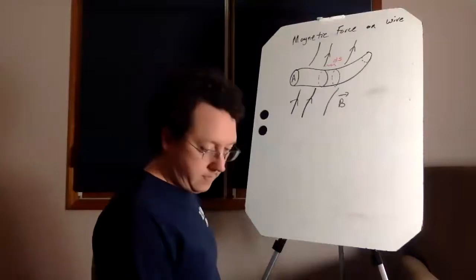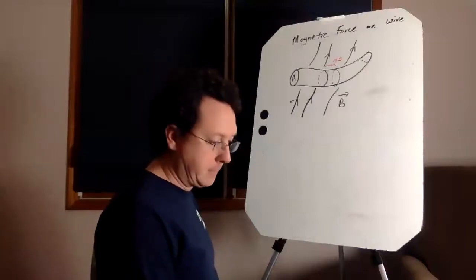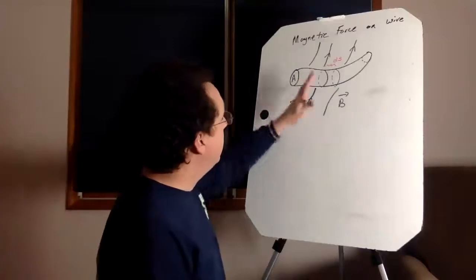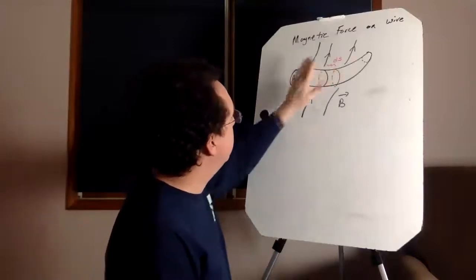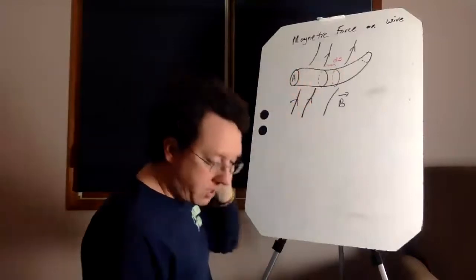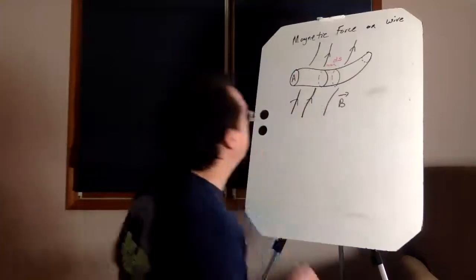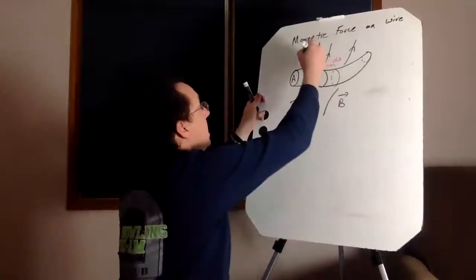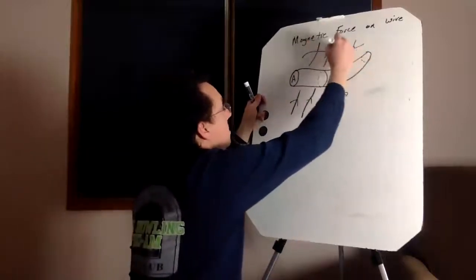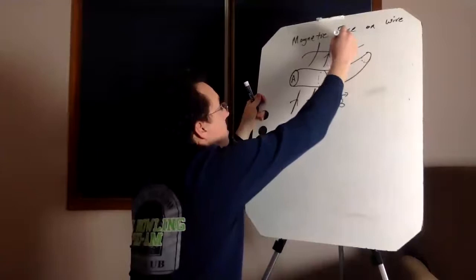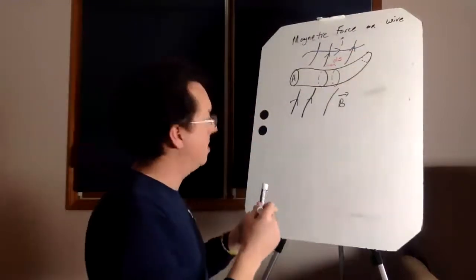Okay, all right, so what we have here is a current carrying wire. There's going to be current flowing, and let me do that in blue. We'll go ahead and say that the current is flowing that way.